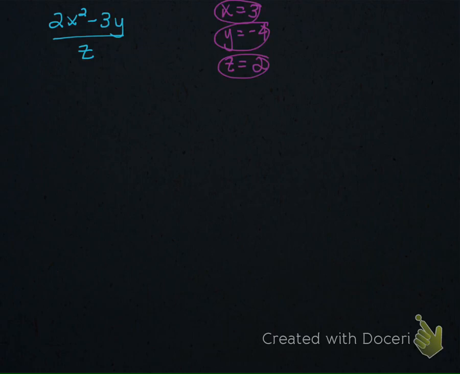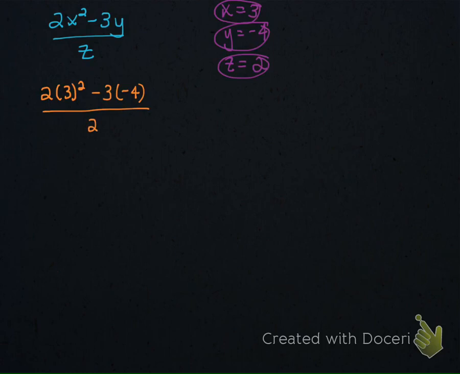So when we rewrite this expression, we'll still have 2, but instead of x, we'll substitute in the value 3, so it becomes 2 times 3 squared minus 3, but then instead of y, we're going to use -4, so it's -3 times -4, and then it's all going to be over z, which in this case is 2.